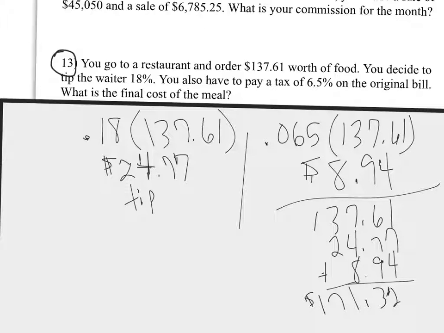And like I said, in this case, actually, if we do the tip off of the price before the tax, 18 plus 6.5 is 24.5%. We could have just done 24.5% of the $137.61 and then added that on. Would have been less steps involved.